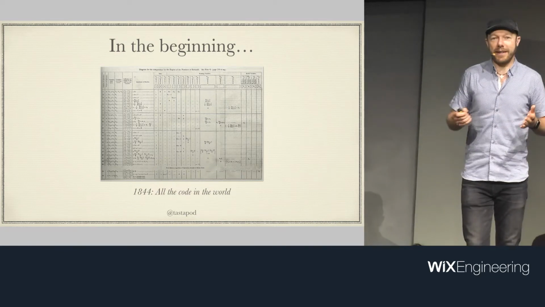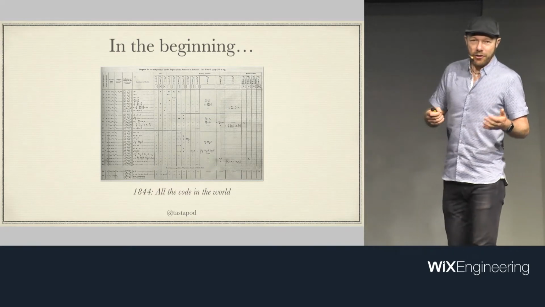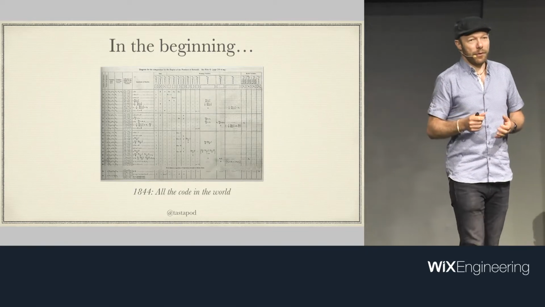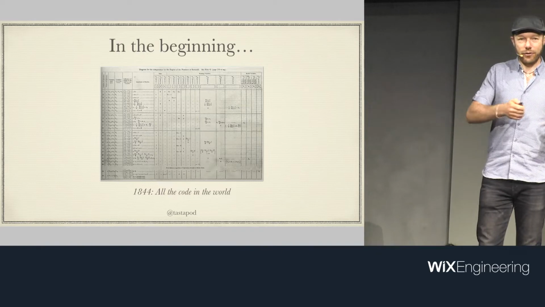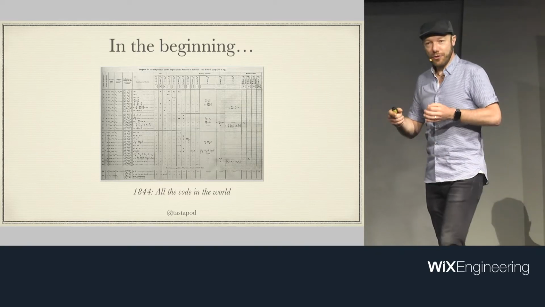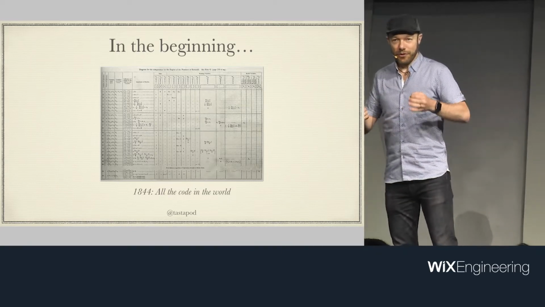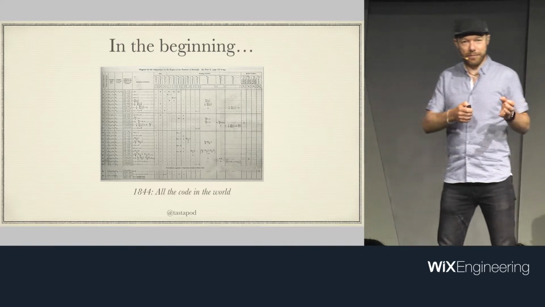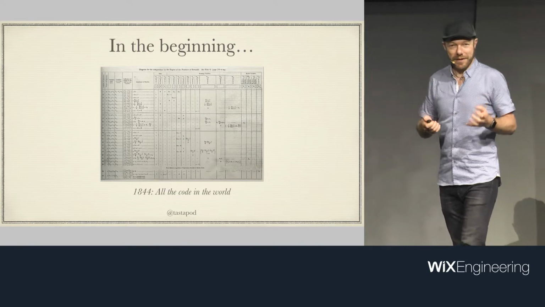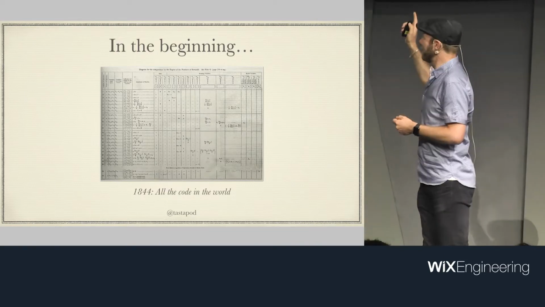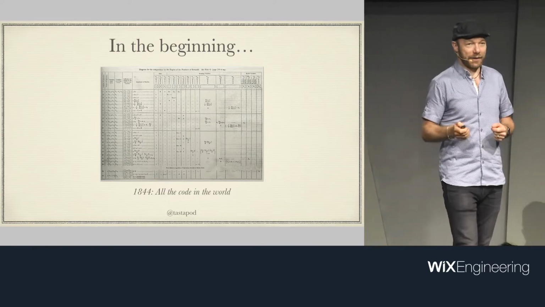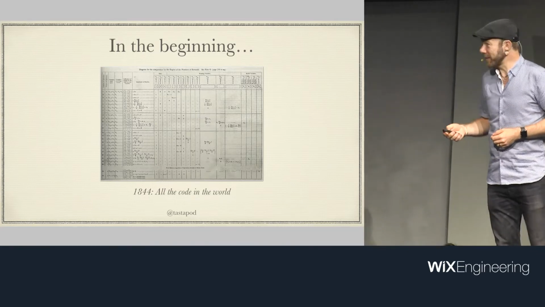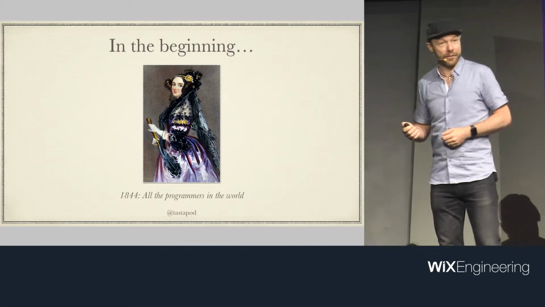So she did, and while she's translating it, she makes some notes, and this is Note G. One of the observations she made was that you could instruct the analytical engine to do things. So it wasn't just that you'd set it up and it would do calculations. You could program it. So she invented programming, and this was the first program. This is how to calculate Bernoulli numbers on the analytical engine. And so this is 1844. This is all the programmers in the world.